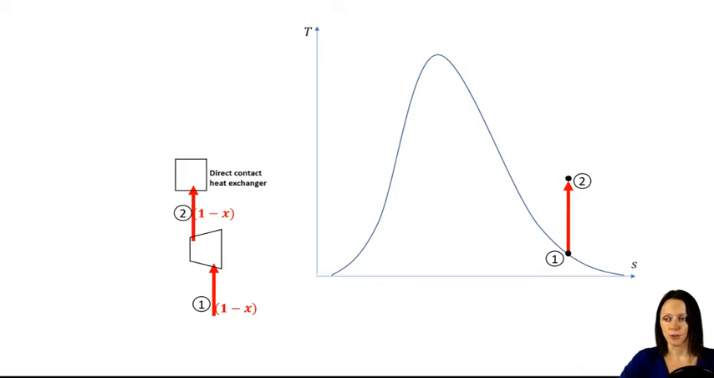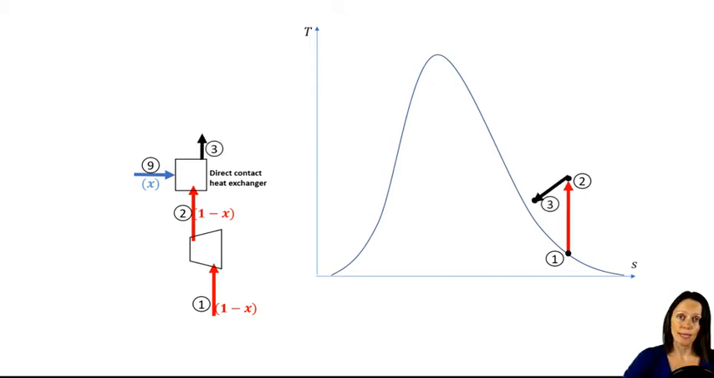Then you go into this direct contact heat exchanger. So you've got a hot stream that's coming in at 2, and then it combines with a cold stream, which is coming in at 9. And you can see the proportion of refrigerant that's coming in at 9 is x. So these are the two portions of refrigerant that were split up, and now they're joining together. They're happy again, and they're coming out at some temperature in the middle. So T3 is in the middle of T9 and T2.